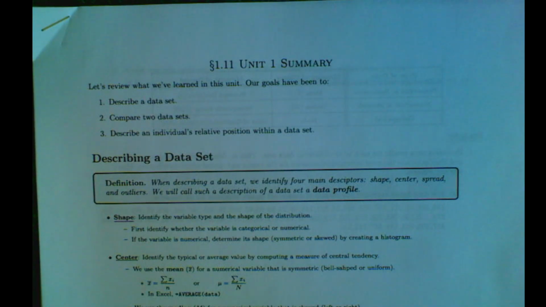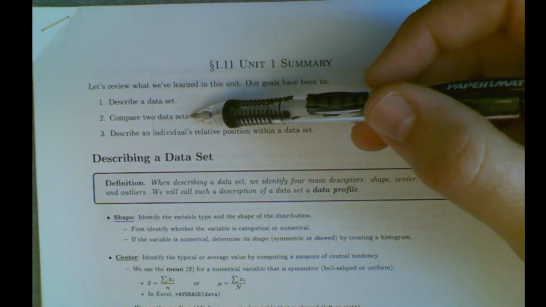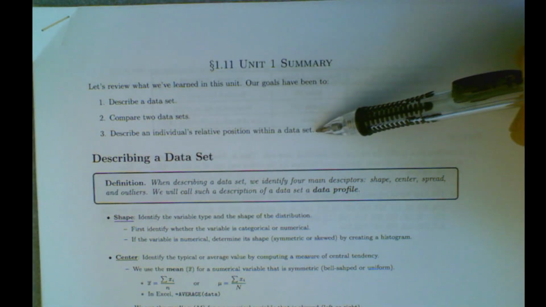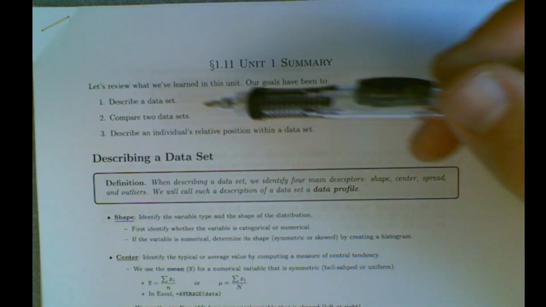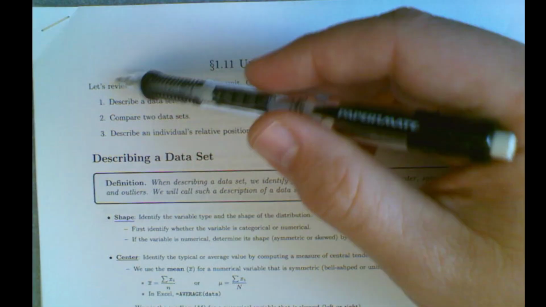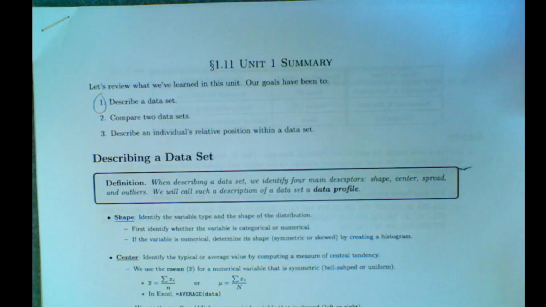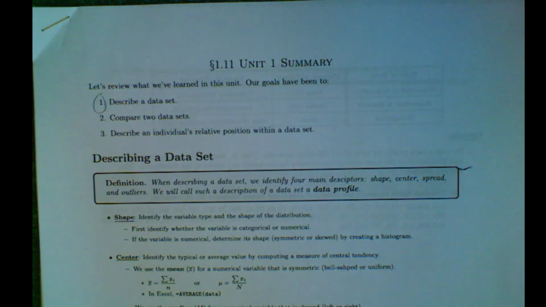like that. So the main three things that we talked about in this unit were describing a data set, comparing two data sets, and then describing an individual's relative position within a data set. So we will take some time to review each of those things in turn, and we'll spend the bulk of our time here with this first item. So let's get to it.